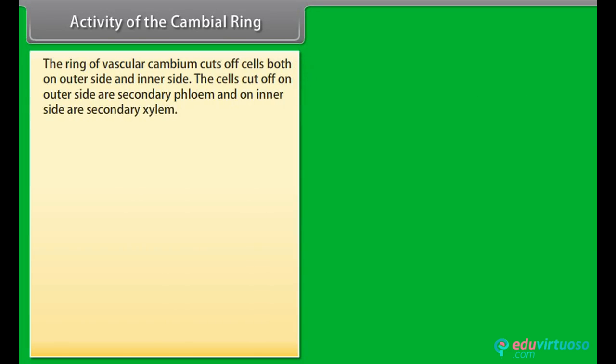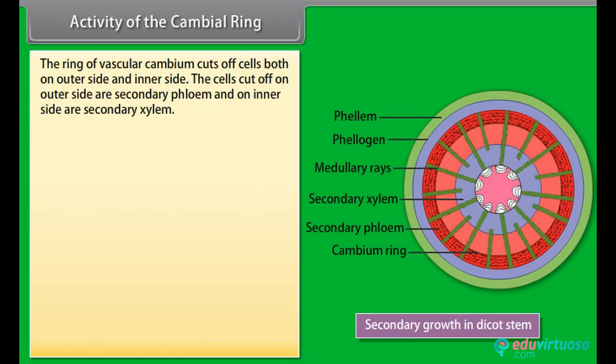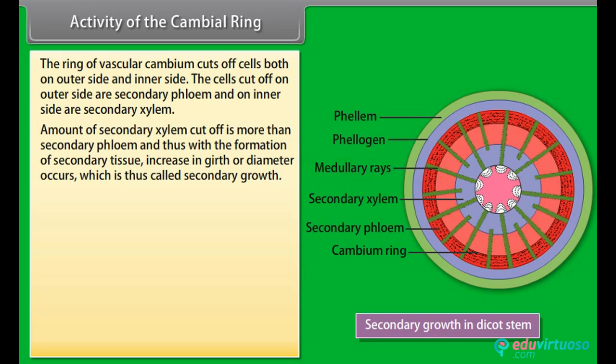Activity of the cambial ring. The ring of vascular cambium cuts off cells both on the outer side and inner side. The cells cut off on the outer side are secondary phloem and on the inner side are secondary xylem. The amount of secondary xylem cut off is more than secondary phloem, and thus with the formation of secondary tissue, an increase in girth or diameter occurs, which is called secondary growth.